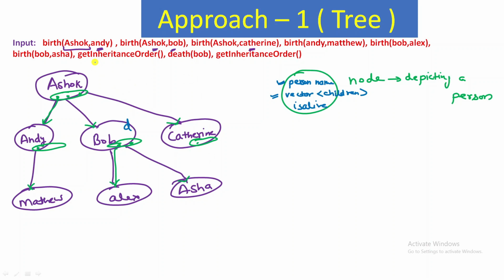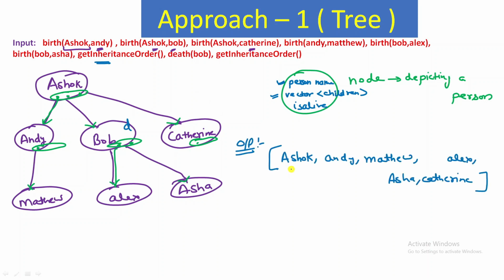And whenever there is a need for getInheritanceOrder, how will I get that inheritance order from this stored tree data structure? As we saw in the previous slide, this will be the order of inheritance for this question. Till this point, the order of inheritance is basically Ashok, Andy, Matthew, and Bob will also be there. But after Bob has died, Bob will not be there. So if you saw, first Ashok came, if we are just talking about this part. Then Andy, then Matthew. Then there is nothing, so we return.